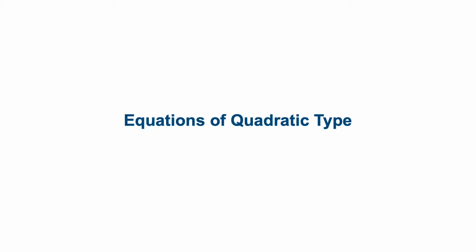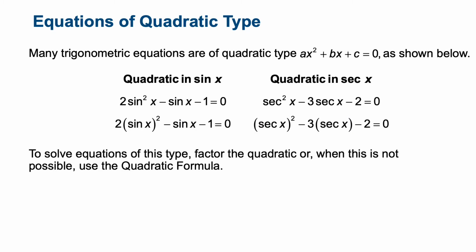Okay, so let's talk about equations of quadratic type. Let's say you have a lot of trig equations that are of this quadratic type. What does that mean, quadratic type? They follow this kind of format, ax squared plus bx plus c is equal to 0, meaning a number times the trig function squared plus a different number times the trig function not squared plus just a number equal to 0. Okay, so it's constant, you know what I mean? So it's like a quadratic.